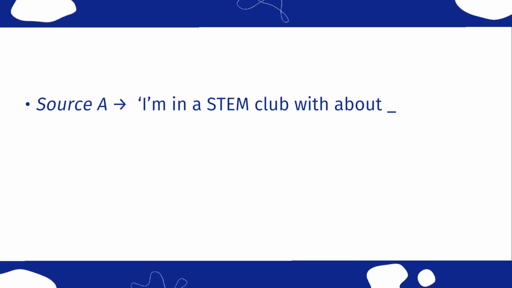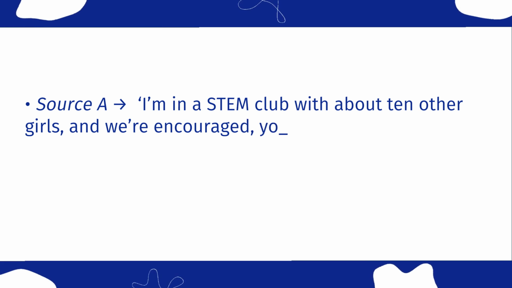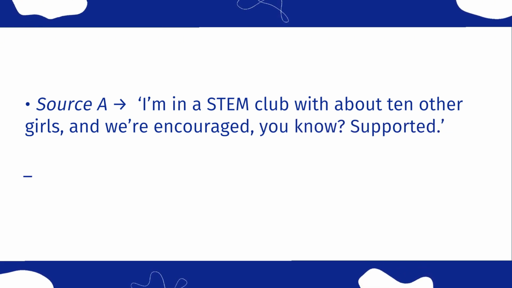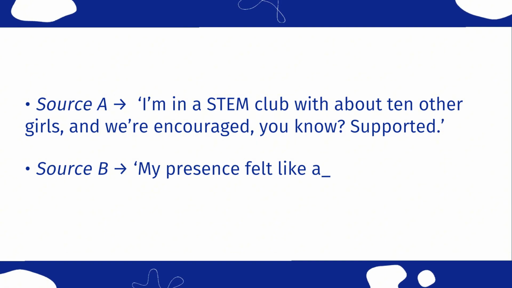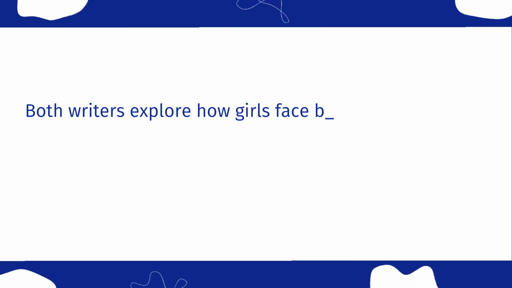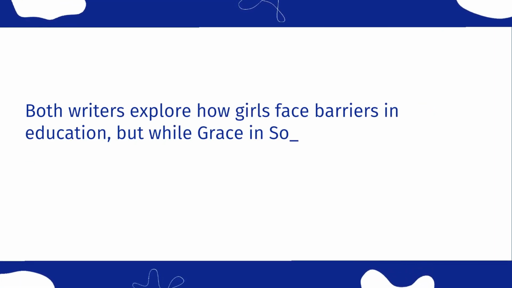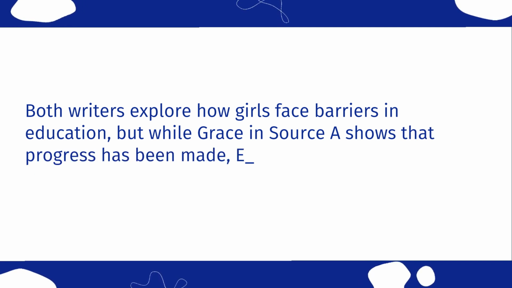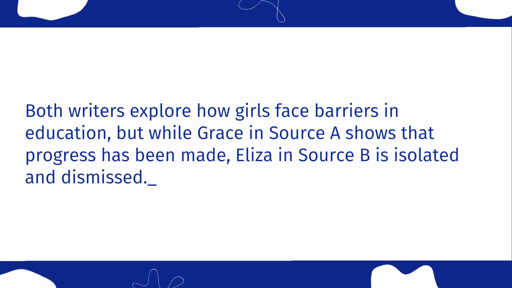For example, let's say that we selected the two following quotations. Source A: "I'm in a STEM club with about 10 other girls and we're encouraged, supported." And then for source B: "my presence felt like an anomaly, a disruption in their world." Using the core comparative methods, we might say that the writers possess different perspectives. Both writers explore how girls face barriers in education, but while Grace in source A shows the progress that has been made, Eliza in source B is isolated and dismissed.